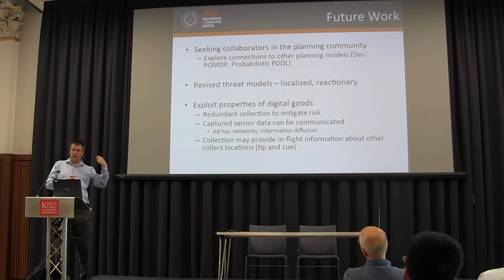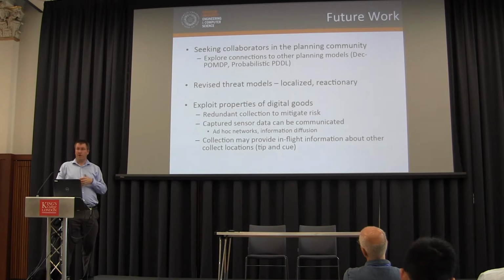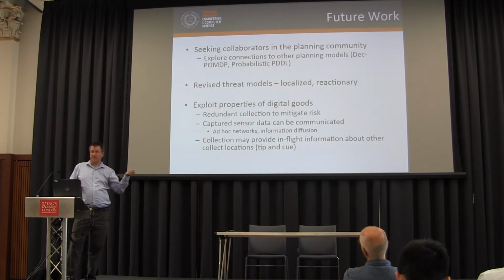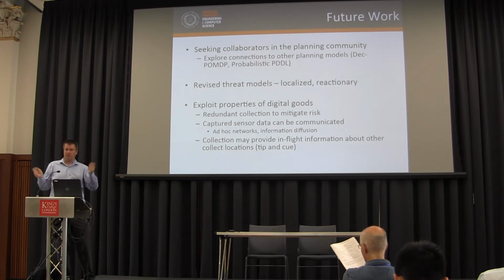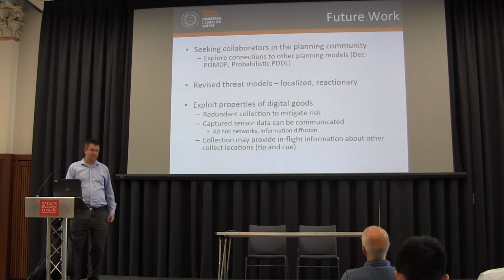These are things that can be gathered by multiple agents at different times, which allows for redundancy of collection to mitigate risk, and allows you to communicate these pieces of data through possibly a mobile ad hoc network, which has a number of interesting properties, such as how you diffuse that information through the network where some of your nodes may have limited storage. And finally, there's an even more complex problem: if you do a collection, does it actually create information about other collections that can be done? That's all I have.